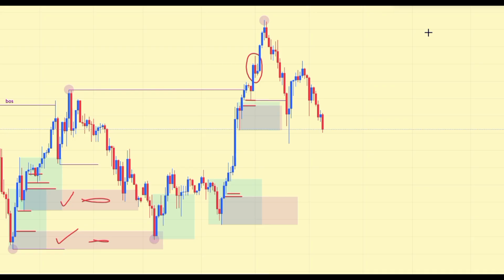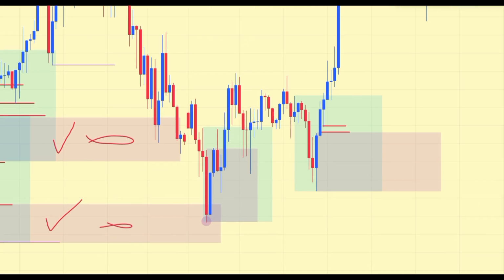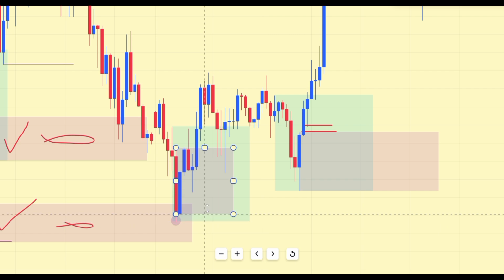And by the way, if you're wondering why I have not marked the order block from this one here, it's because if I pick this red candle right here, you can see this red candle is not associated with a fair value gap. So let me zoom. So I will need to find one that is associated with a fair value gap. The color of the candle does not matter.